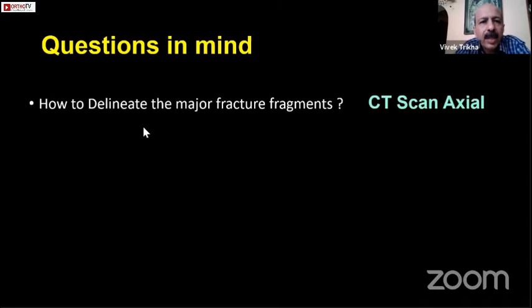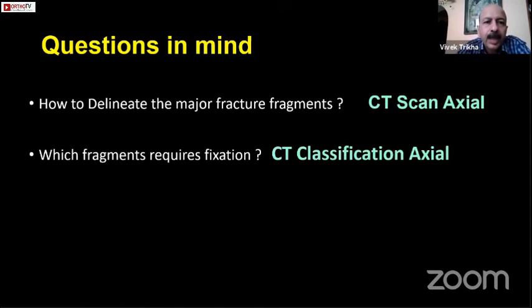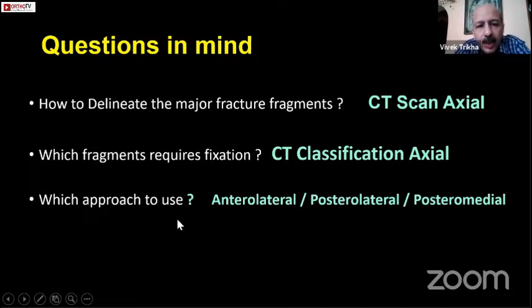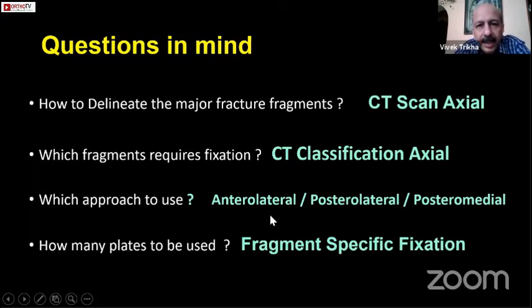The questions which come to our mind are how to delineate the fracture fragments, which is through CT scan and axial cuts at the level of the fibular tip. Which fragments are required? Again, it is the CT classification which helps us. Which approach to use? We use normally the anterolateral in combination with other approaches, and how many plates. And here comes the fragment specific fixation which needs to be taken care of.